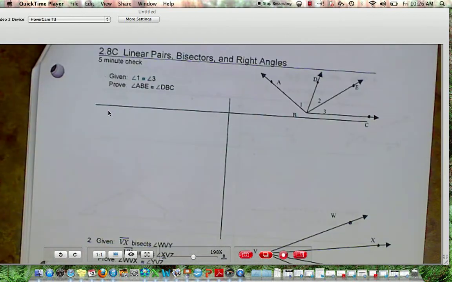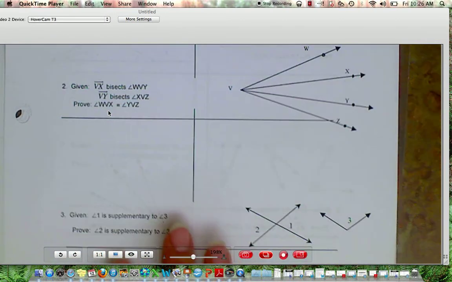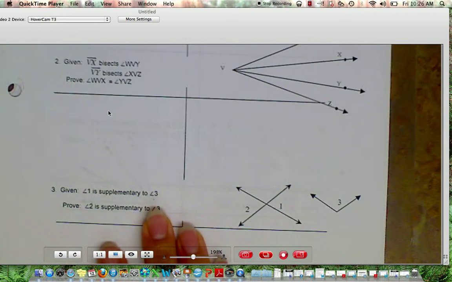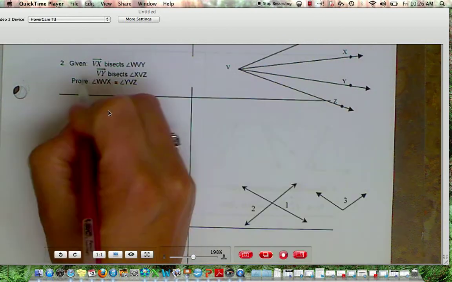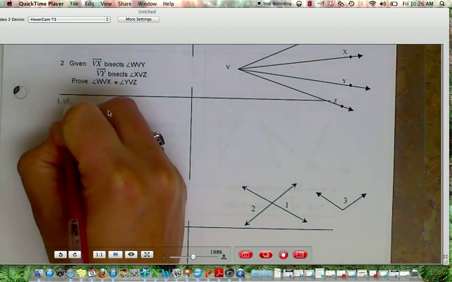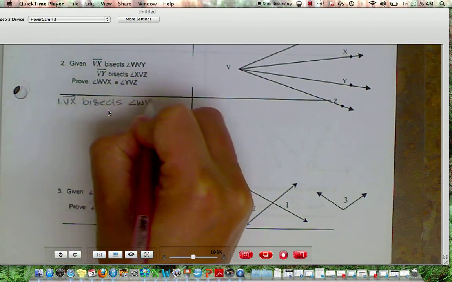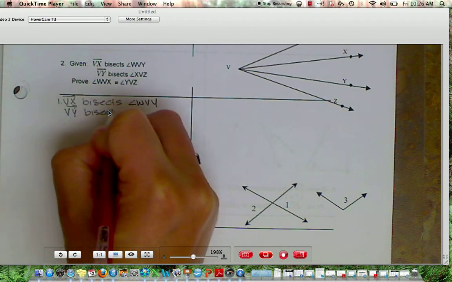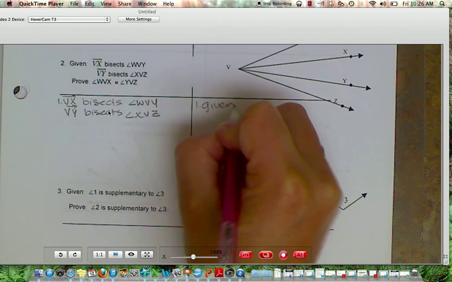Okay. We're going to skip the 5-minute check because that is a simple angle addition proof. We're going to move on down to number 2. You can see that these are different from the angle addition proofs because there are some wordy statements. And so we're going to begin by putting in the given, of course. Ray Vx bisects angle WVY, and ray Vy bisects angle XVZ. That's our given.